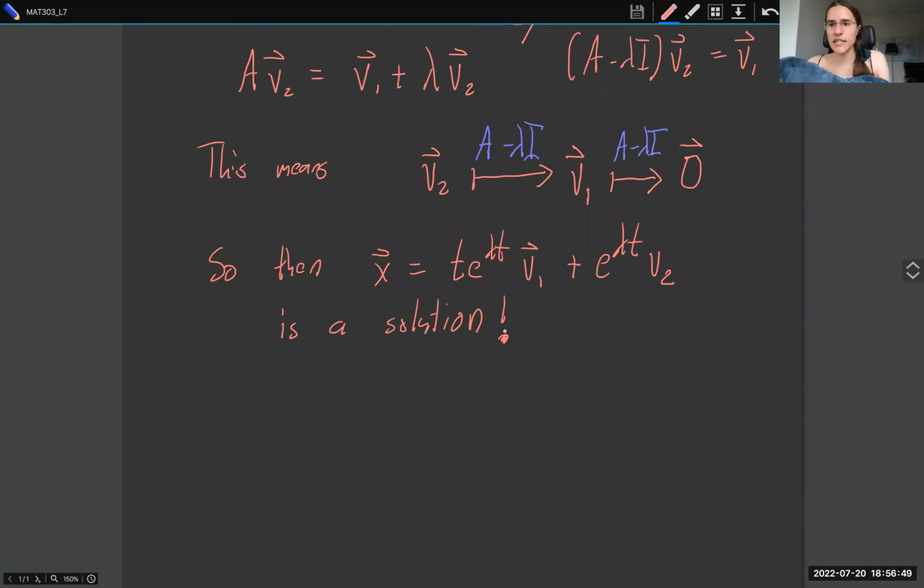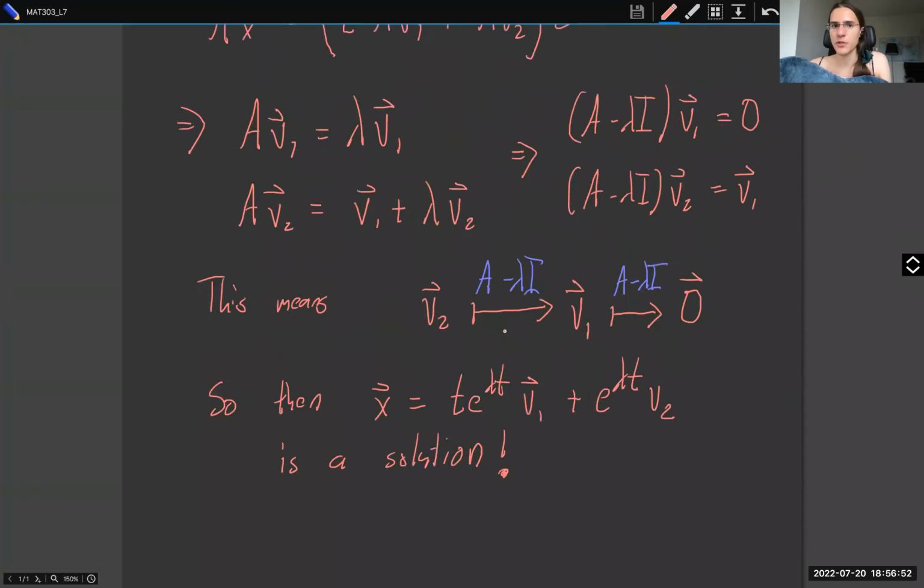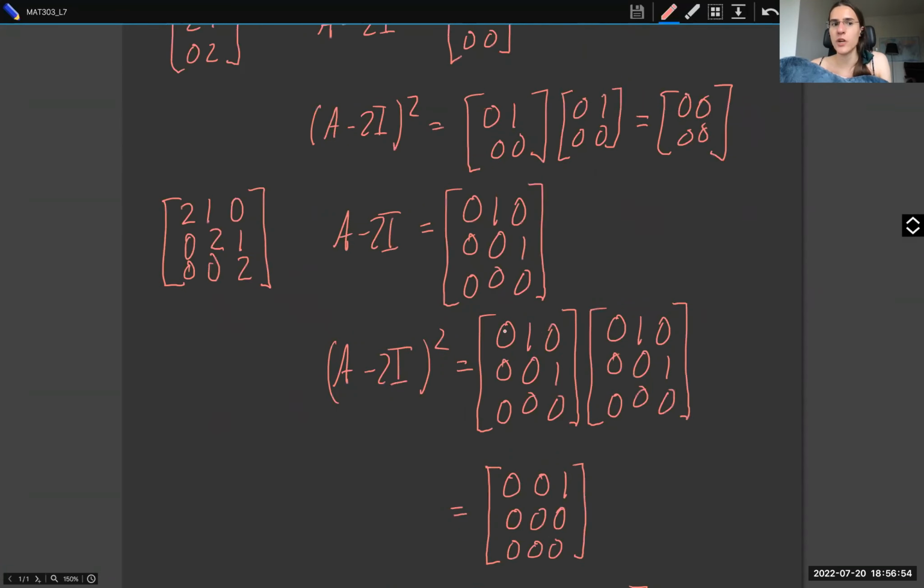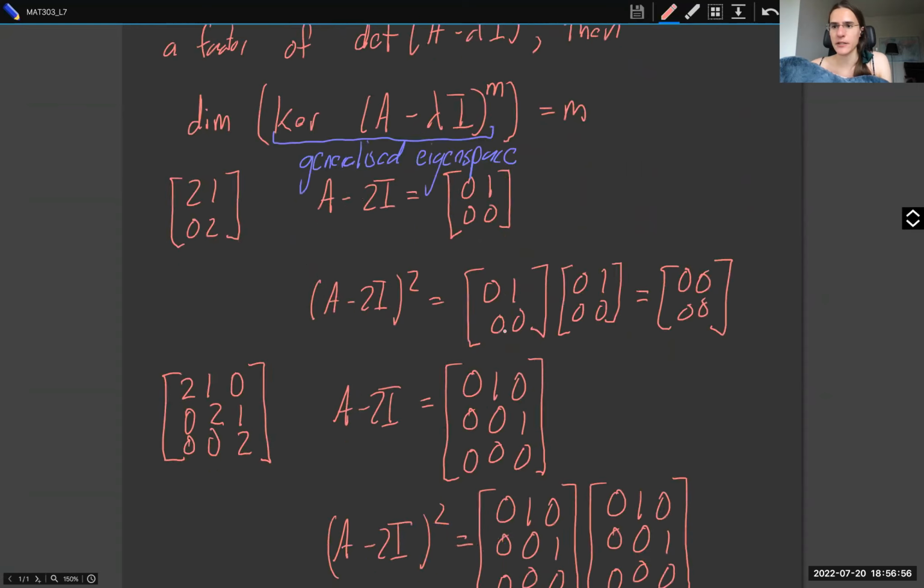And the actual example that we were doing with 2, 1, 0, 2, we will do after the break.